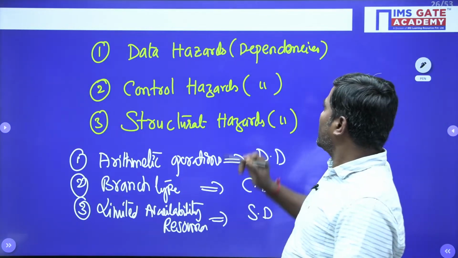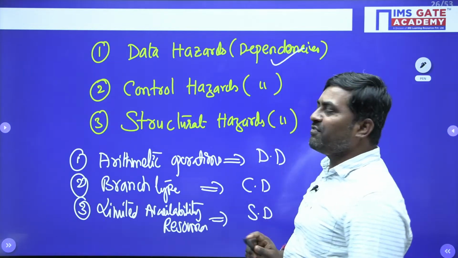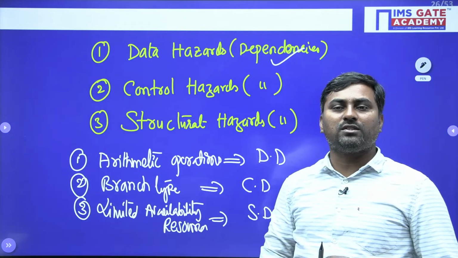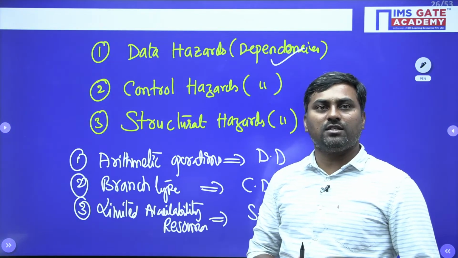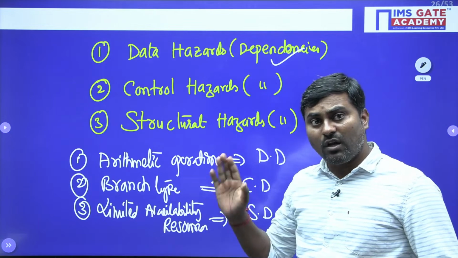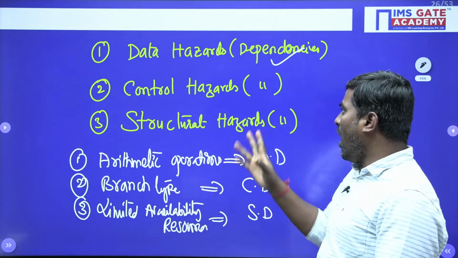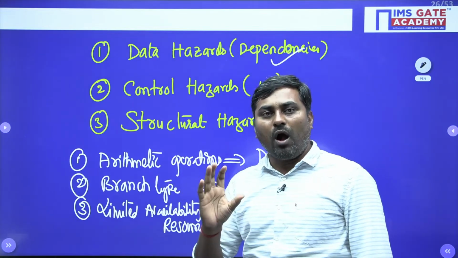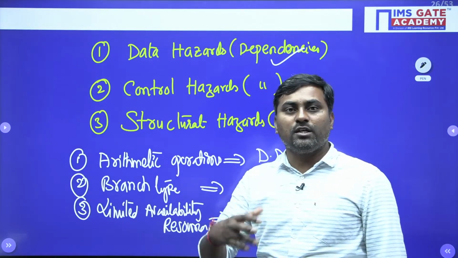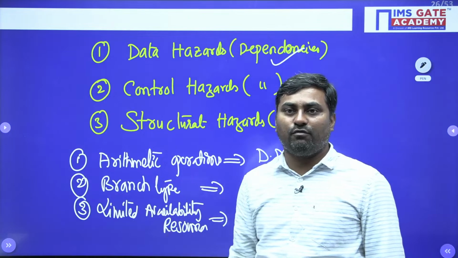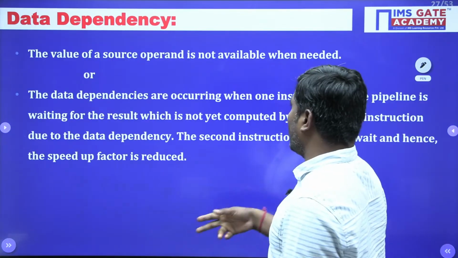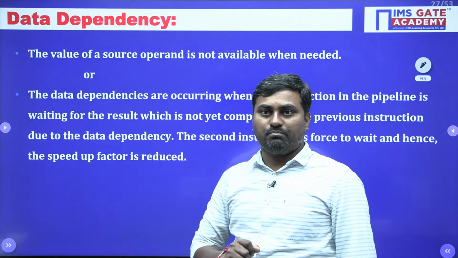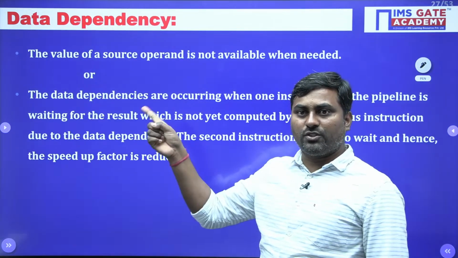Now let me give a little brief introduction to data dependency, and the full details we can discuss in the next session. Now look at the data dependency. How do data dependency problems occur? Let us understand how this dependency occurs and how it impacts the performance of the instruction pipeline. Data dependency, look at the point I mentioned.